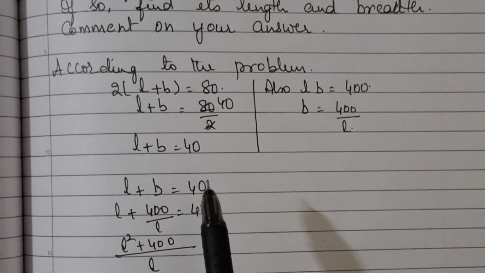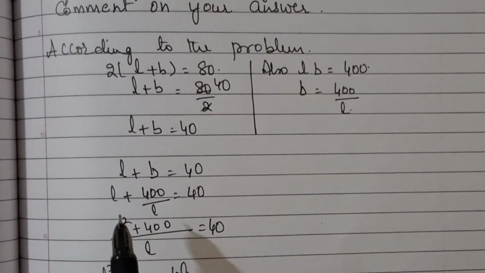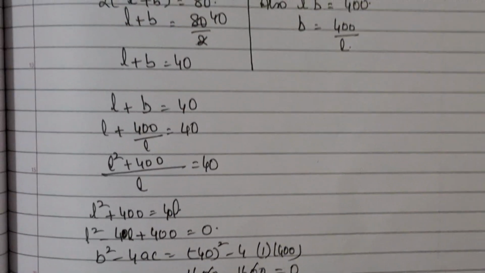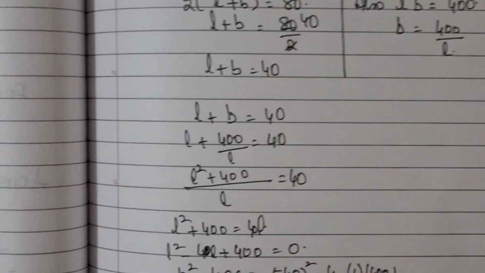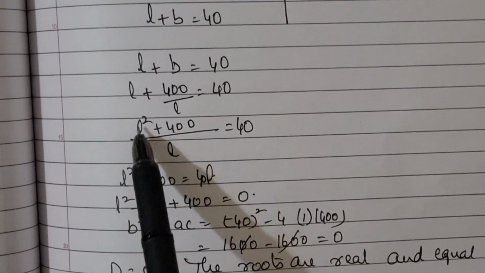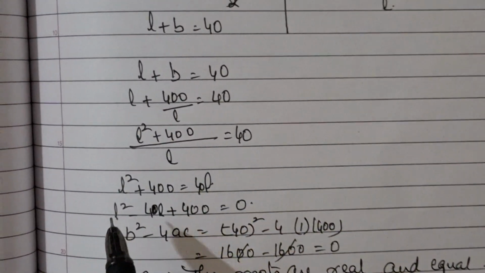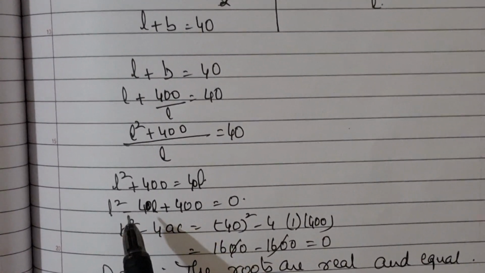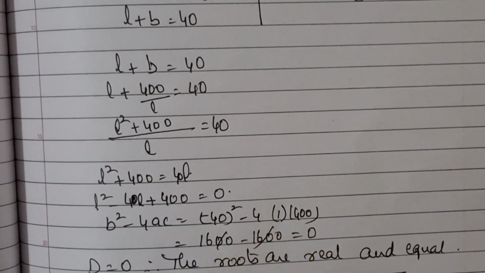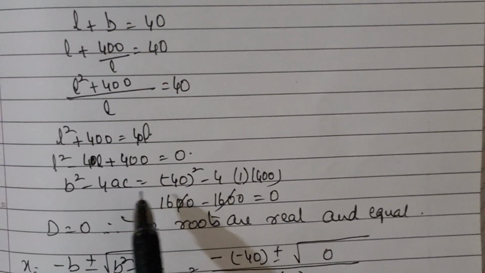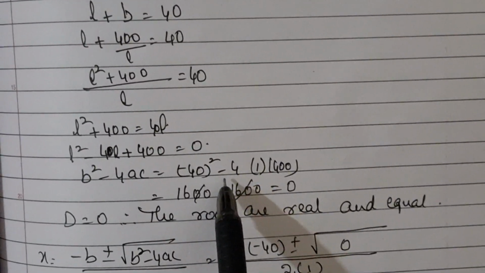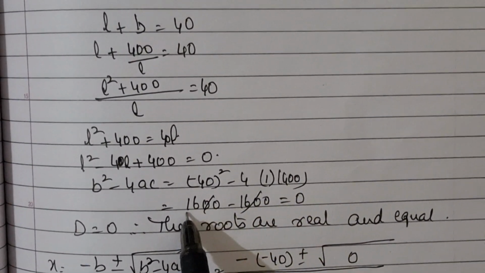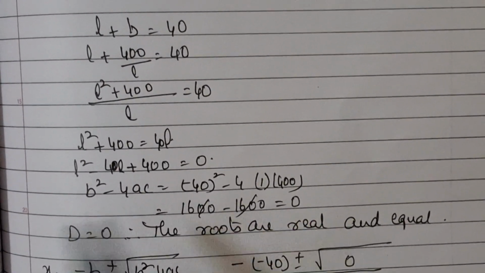In this L plus B is 40. In the place of B, I wrote 400 by L. So L plus 400 by L is equal to 40. So LCM I took, that is L square plus 400 is equal to 40L. So L square minus 40L plus 400 is equal to 0. So b square minus 4ac is minus 40 whole square minus 4 into a is 1 into 400. That is 1600 minus 1600, you are getting 0.